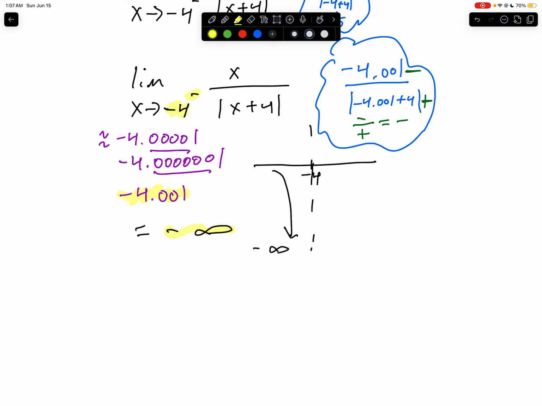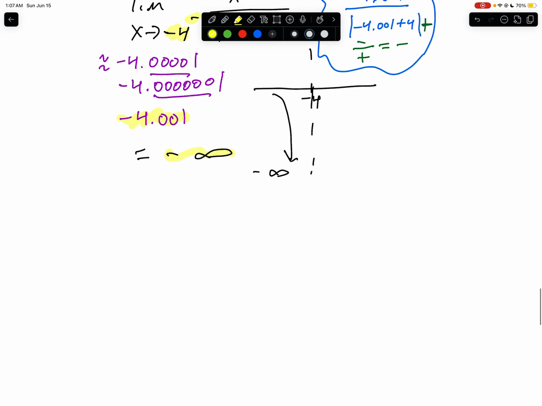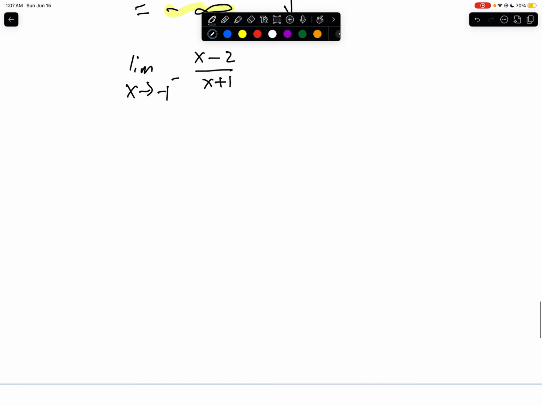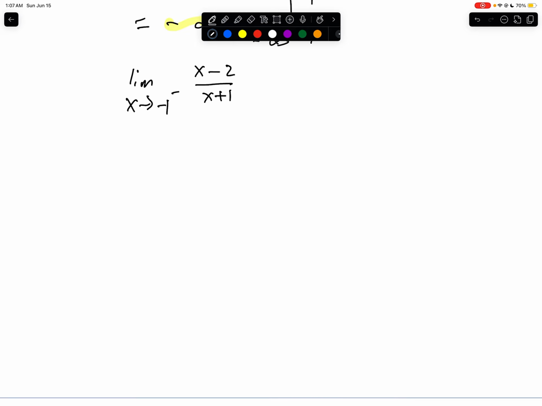Let us go ahead and do another problem, but I want you to pause the video and try this one on your own. It's the limit as x approaches negative 1 from the left of x minus 2 over x plus 1. So I want you to pause the video and see, do we even need to use descriptive limits? Can we just directly substitute and get the answer, or not? Well, hopefully the answer is obvious. But anyway, to that question. So pause the video, try it, unpause when you're ready.